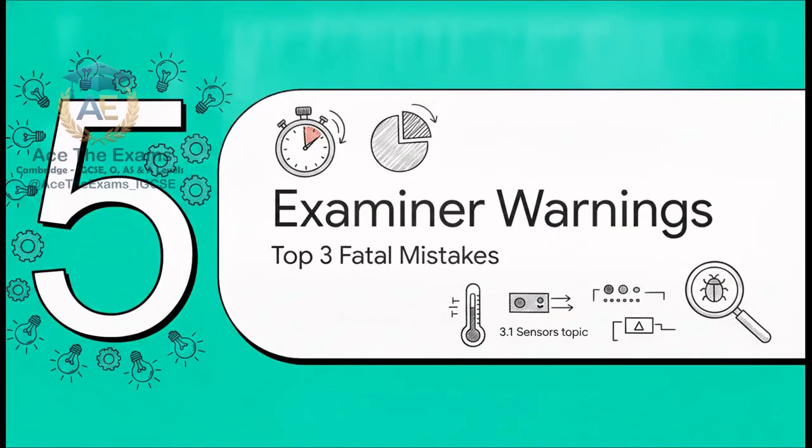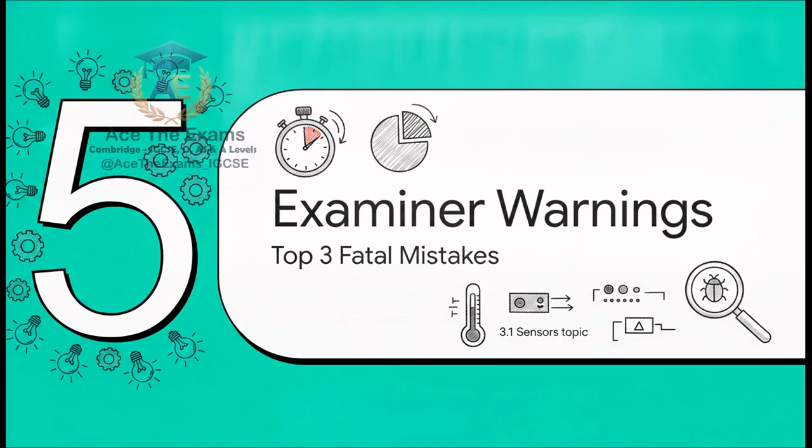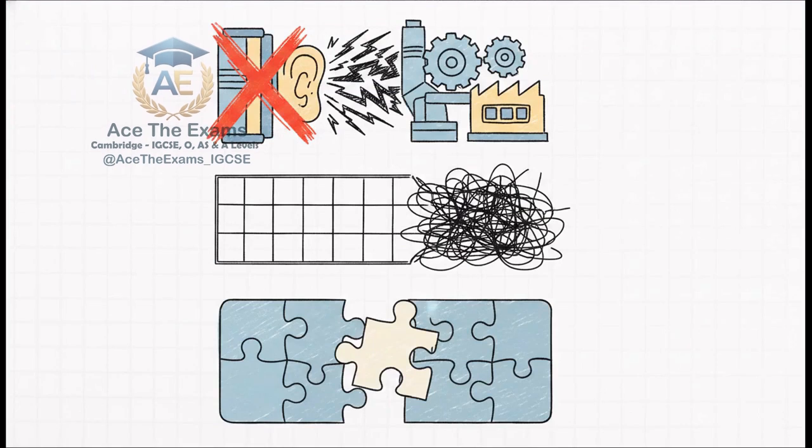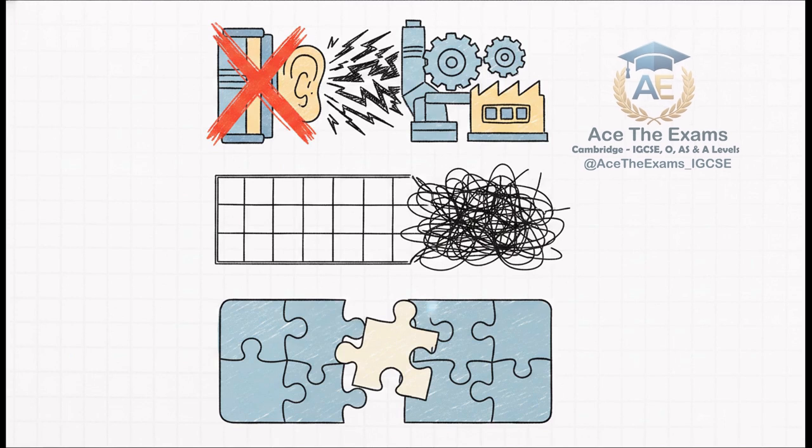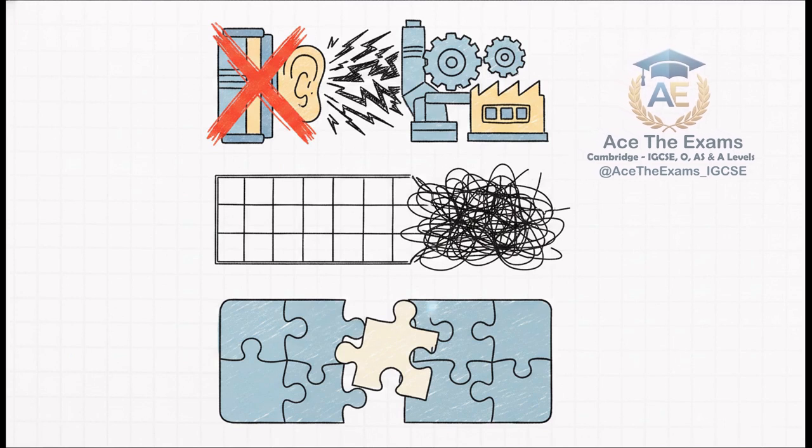Okay, moving into our final phase. Phase 5, examiner warnings and the top fatal mistakes. Because honestly, even with a perfect theoretical system, students still walk blindfolded right into examiner traps. Let's look at the direct intelligence we've gathered. The examiners are essentially screaming this from the rooftops, year after year in their reports. Here are the top 3 fatal mistakes you must avoid.